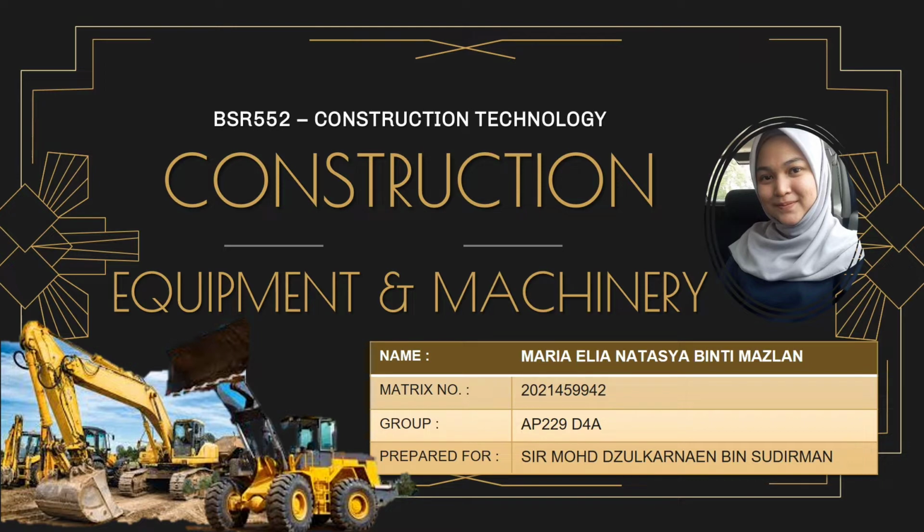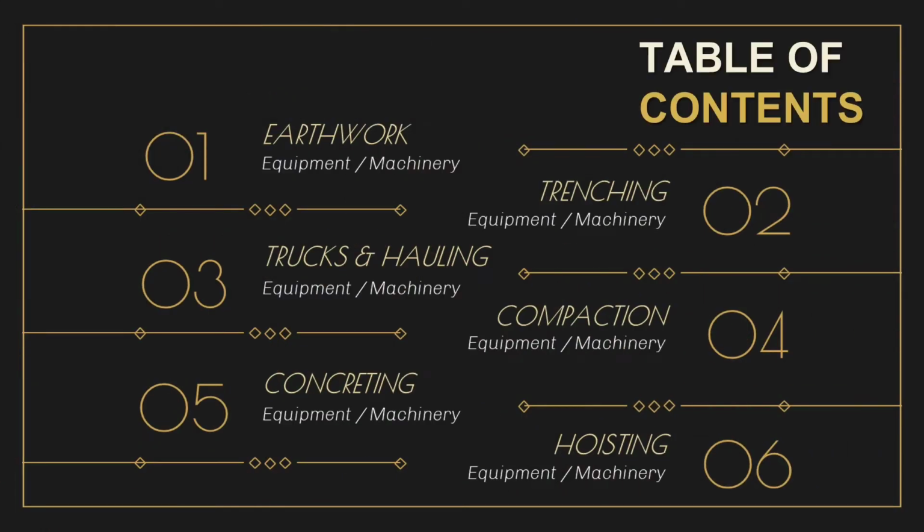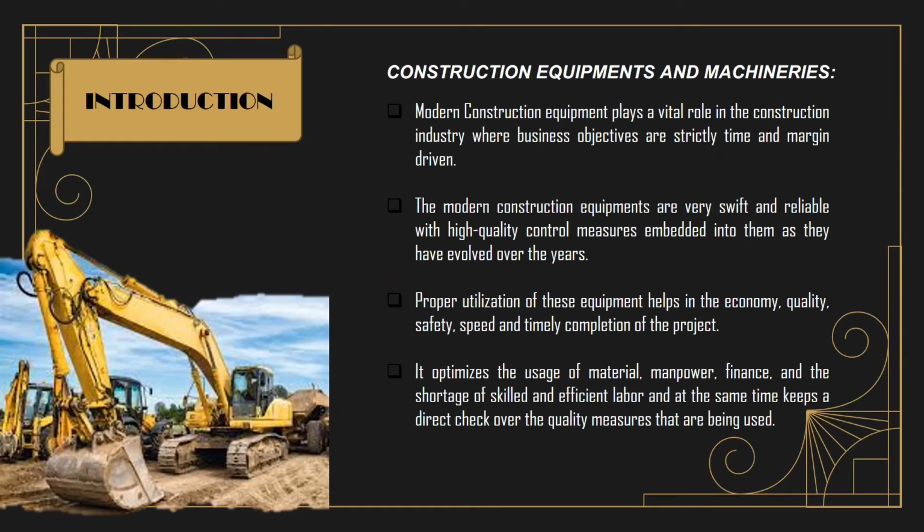Now I'm going to present my topic, which is construction equipment and machinery. This is the table of contents. There are 6 types of construction equipment and machinery. Introduction. What is construction equipment and machinery?